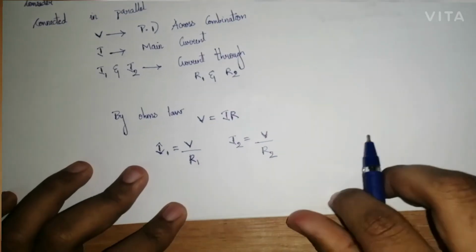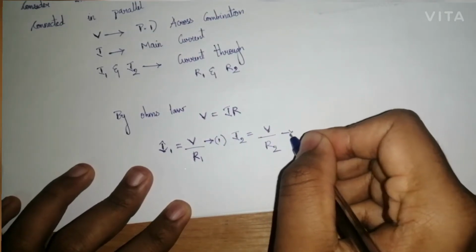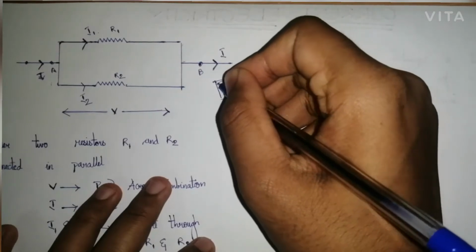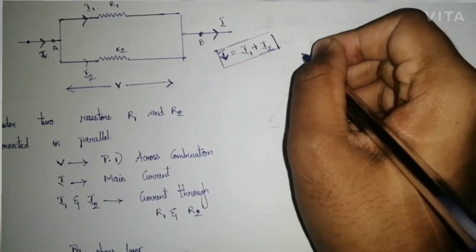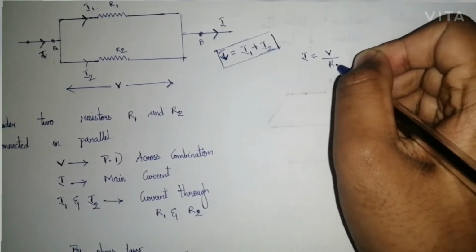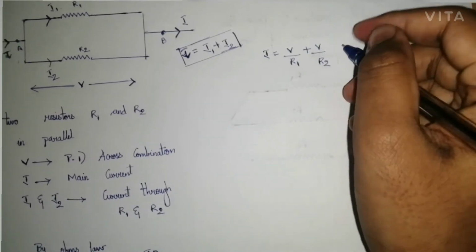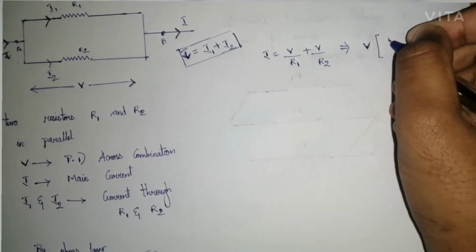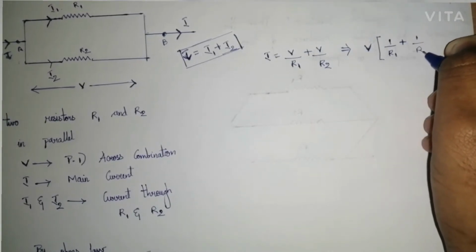Next, you can treat this as equation 1 and this as equation 2. So this is your main equation. When you substitute over here, you'll get current I is equal to V over R1 plus V over R2. So next, if you take V as common, you'll be left with 1 by R1 plus 1 by R2.